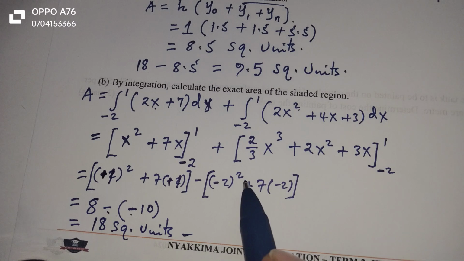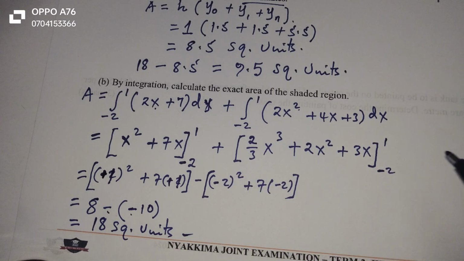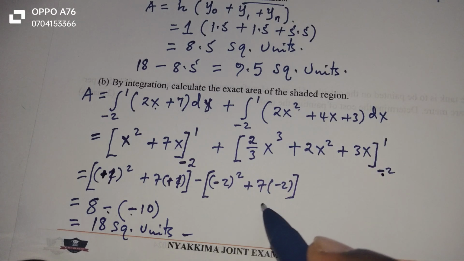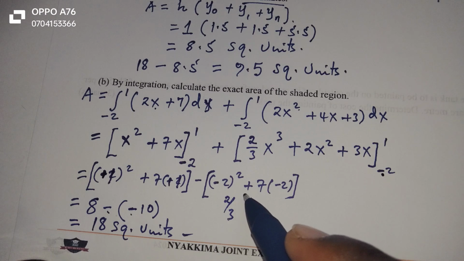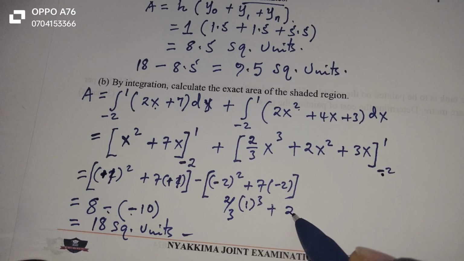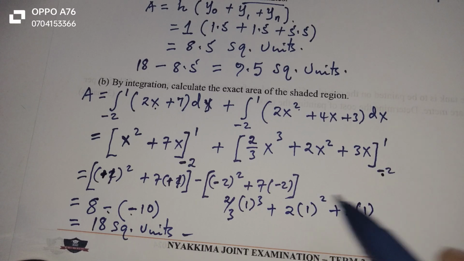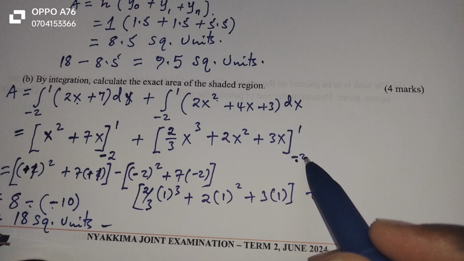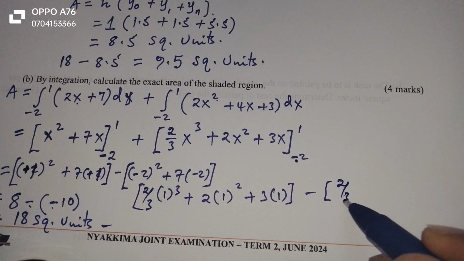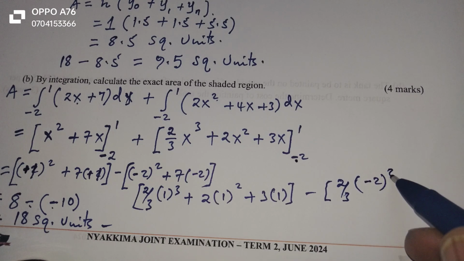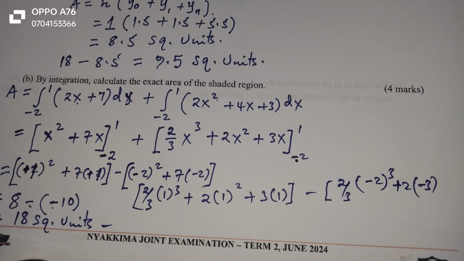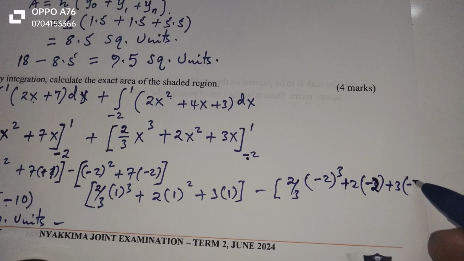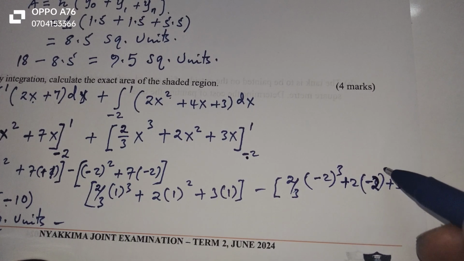Remember, for this function now, the limits are again -2 and 1. So we start with substituting 1. So in the first, we're going to have 2/3 into 1 power 3 plus 2 into 1 power 2 plus 3 into 1. And we subtract. We now substitute -2. So 2/3 with a -2 power 3, I add 2 into negative 2 squared, then I add 3 into negative 2. The second negative 2 here should be squared.